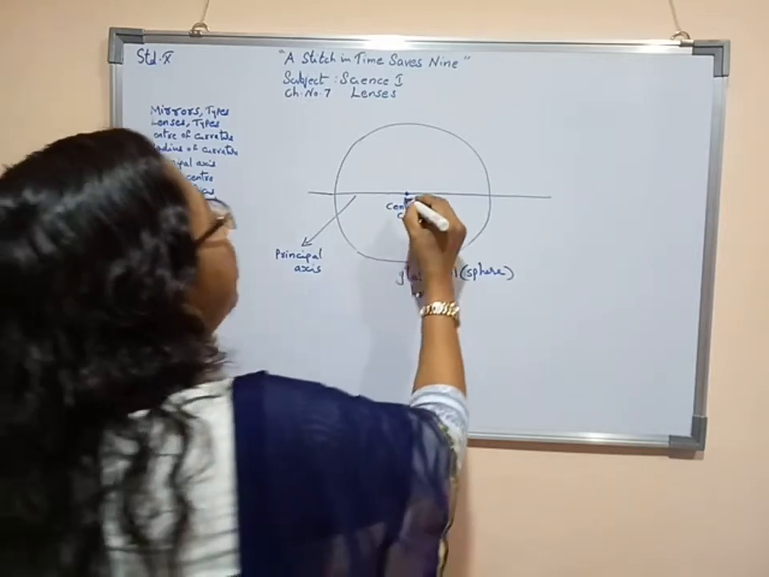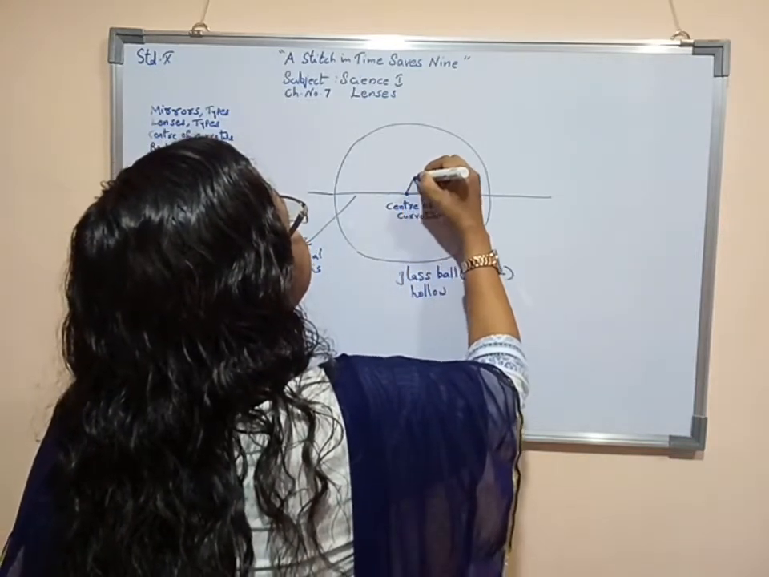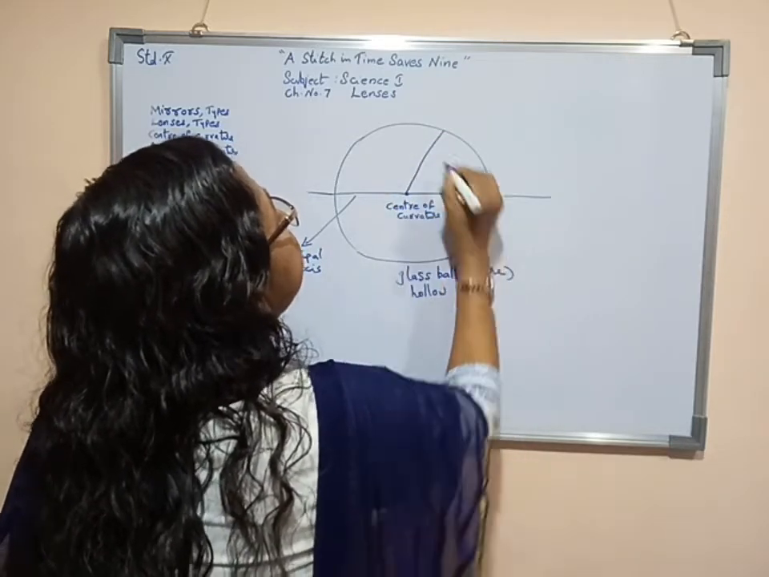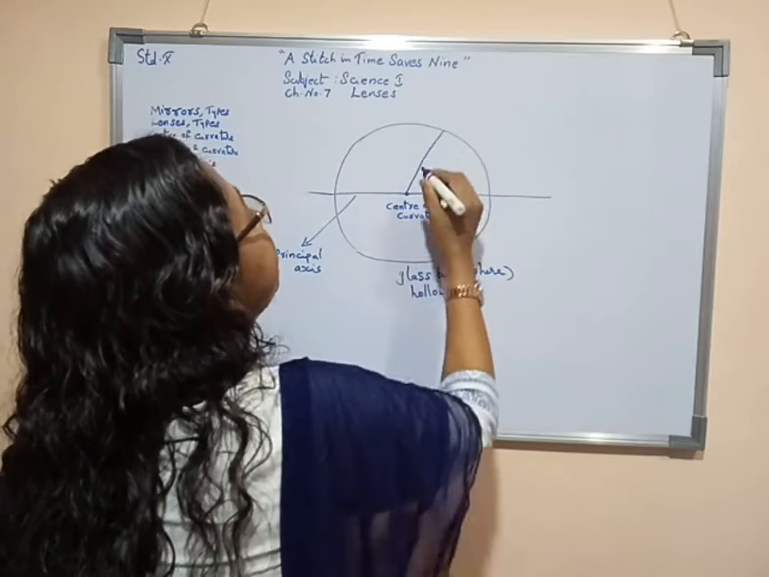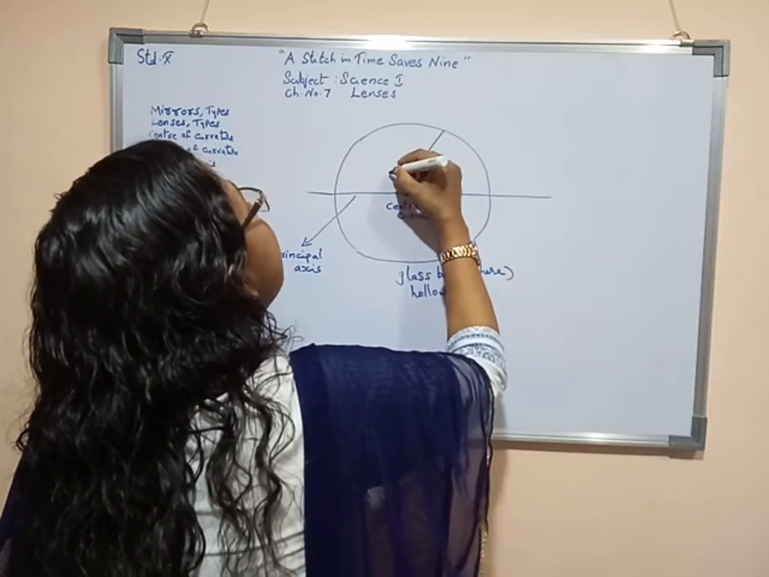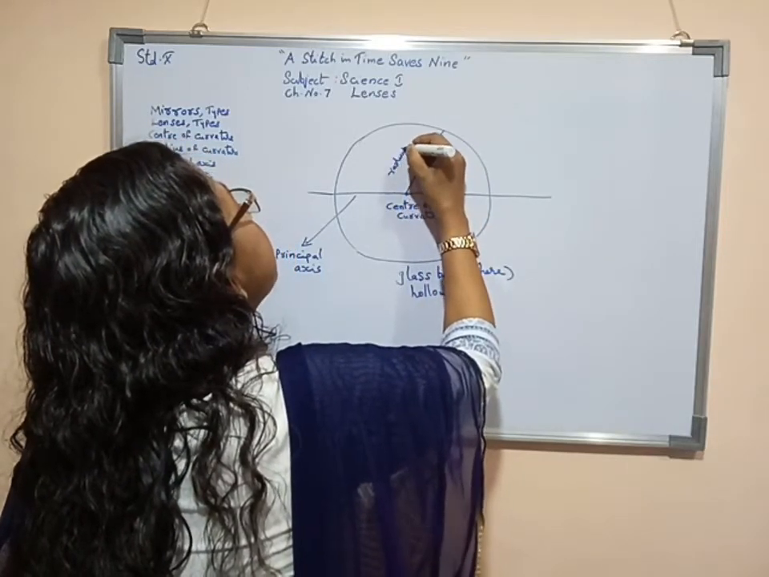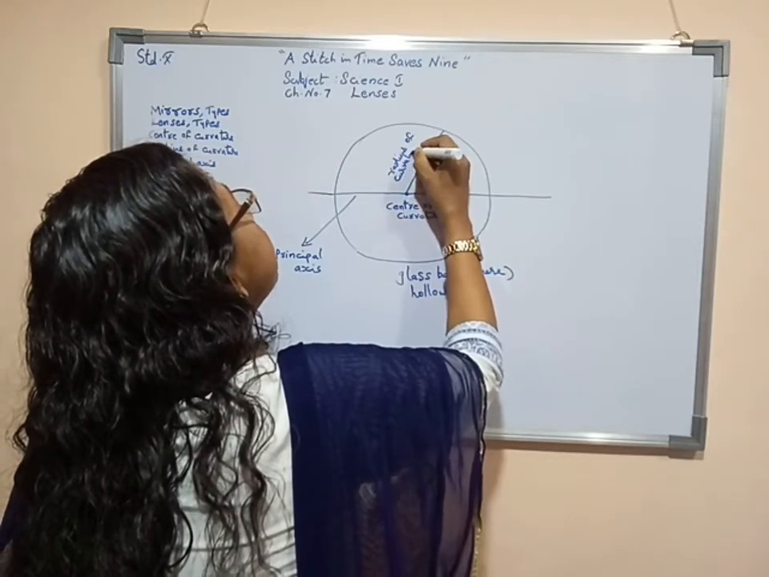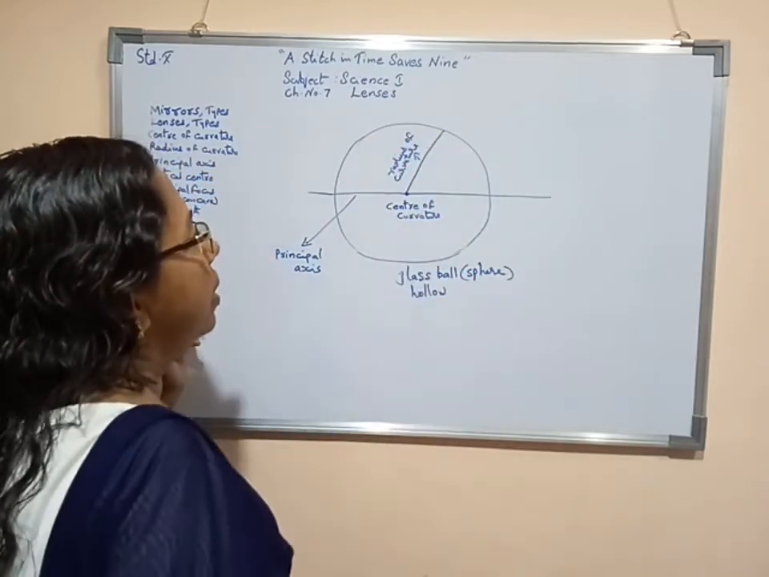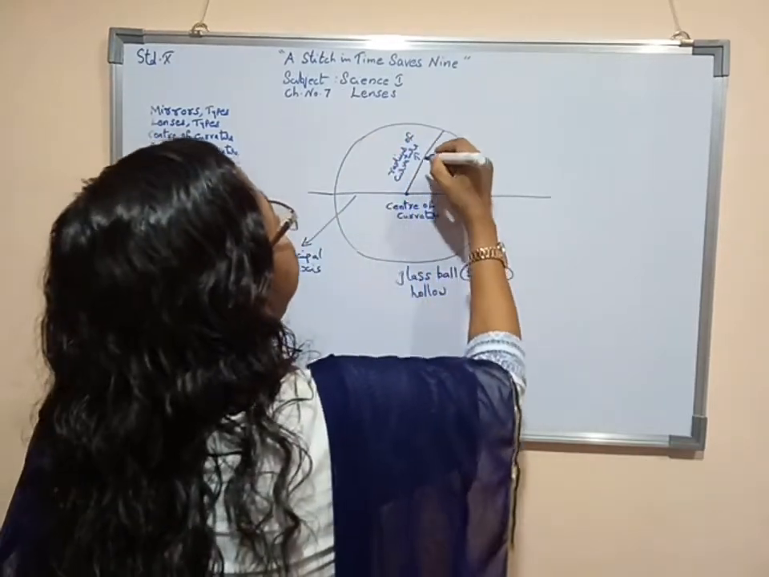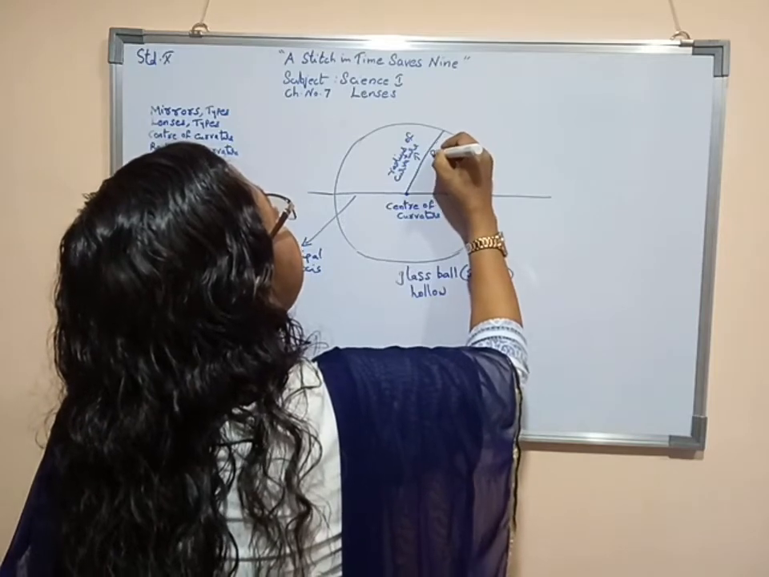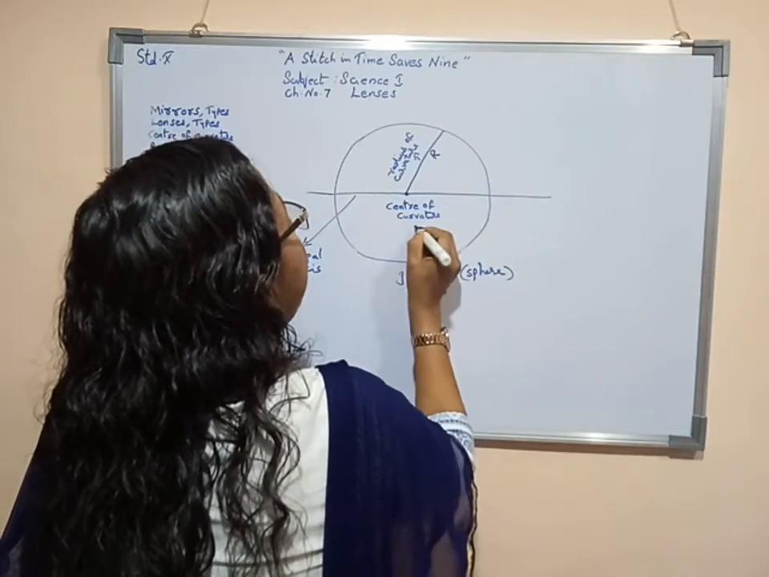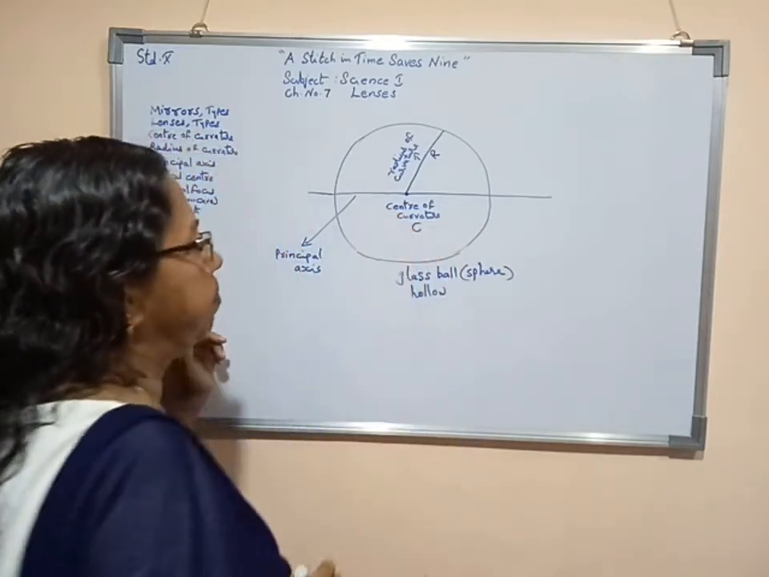Now from here towards the curvature if we draw a line, this line as well as this line, which is joining at the curvature, is known as the radius of curvature. Now radius of curvature we can represent by capital R. Center of curvature we can represent by capital C.